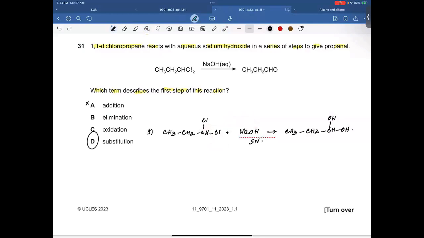Addition not possible because addition takes place in alkene. Elimination takes place in alcohol, dehydration of alcohol. Oxidation is not possible here with NaOH because NaOH is an alkali, it is not an oxidizing agent. So since this compound is an alkyl halide and all alkyl halide undergo nucleophilic substitution reaction, B would be the right answer. That's the shortcut technique.